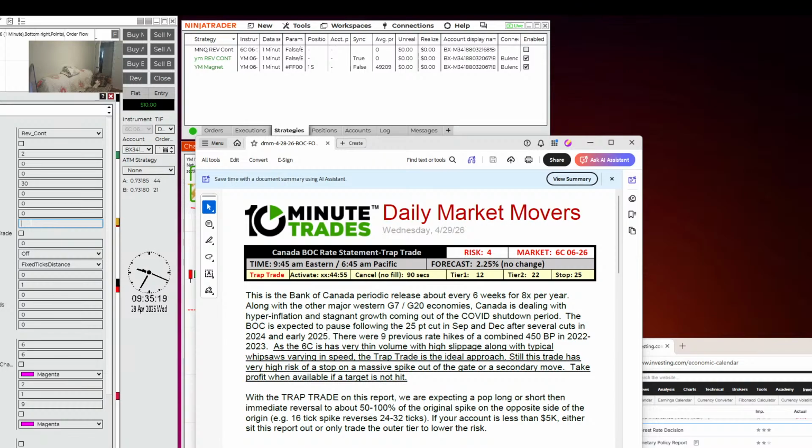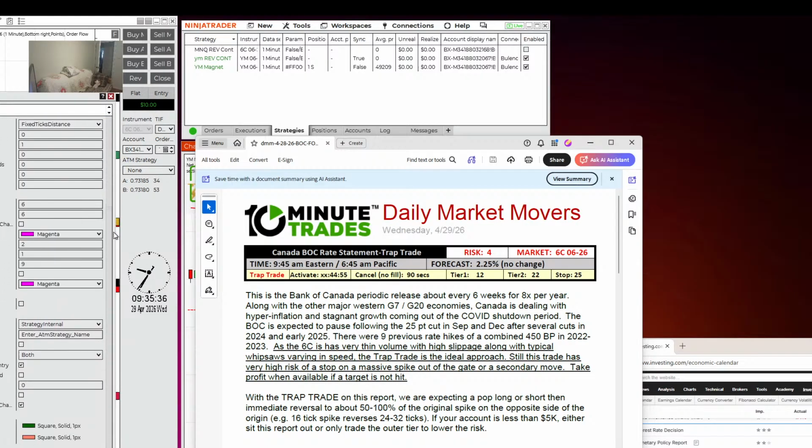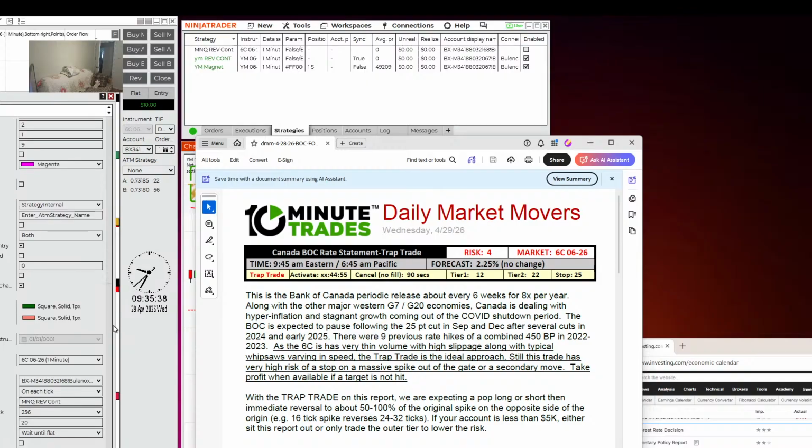It's $5 a tick, 30. I think a 25 tick stop is plenty big for a discretionary trade. 2 contracts, a 30 tick target, a 25 tick stop. It's unlikely that we'll take a trade. We're going to trade our trap trade.